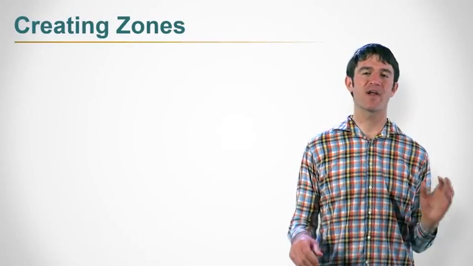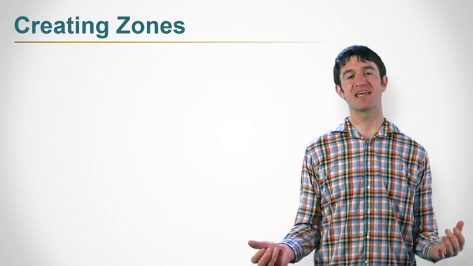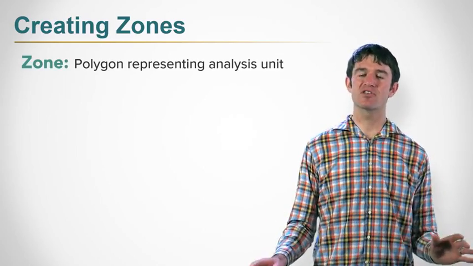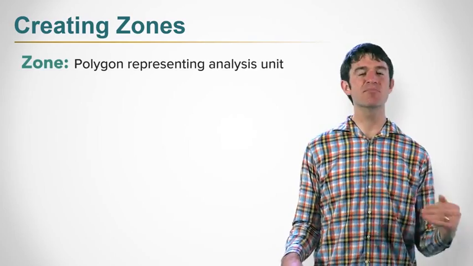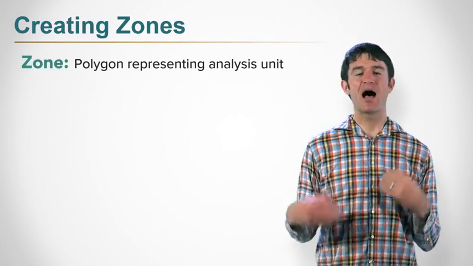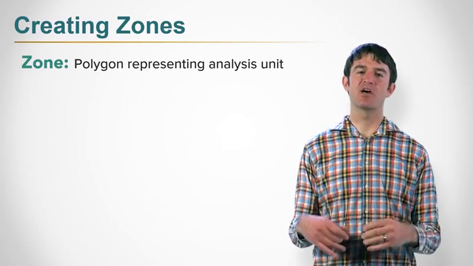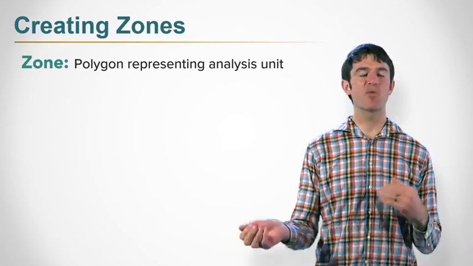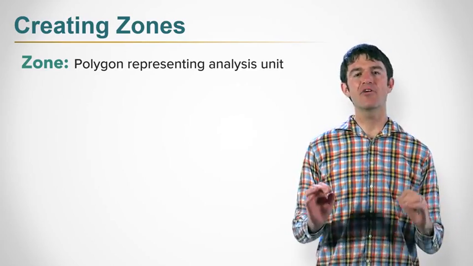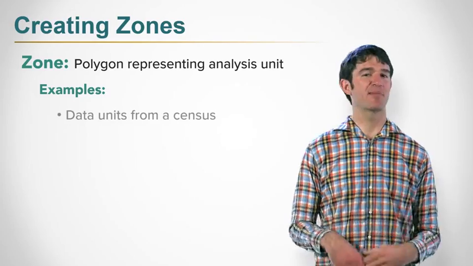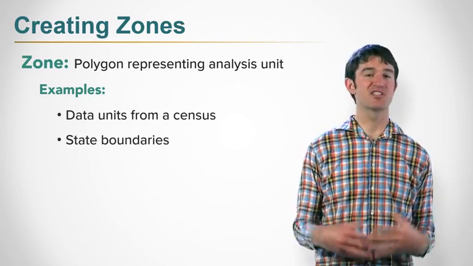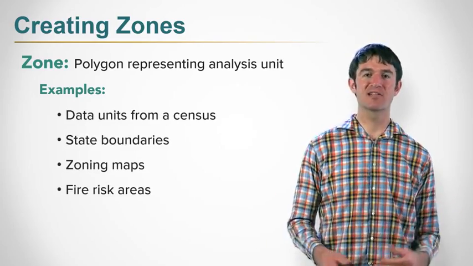So first, when I say zone, what do I mean? A zone refers to a polygon representing some sort of analysis unit. I frequently work with watershed polygons and aggregate data up to them. So in my case, a zone would be any one of those polygons. Other examples would be using data units from a census, state boundaries, zoning maps, fire risk areas, and others like that.